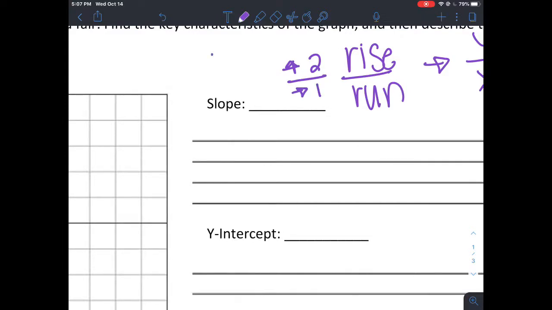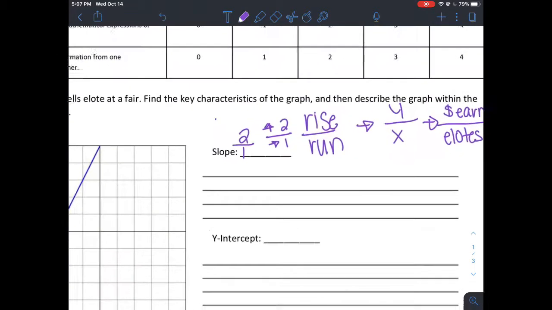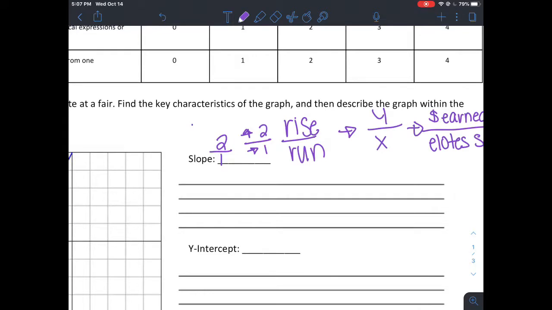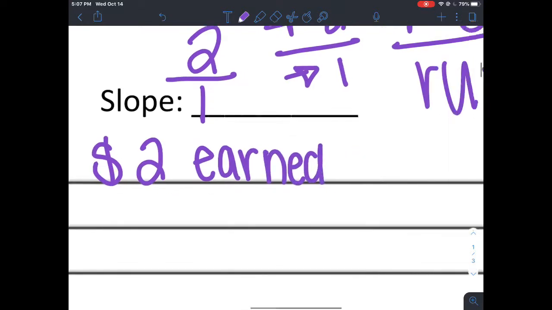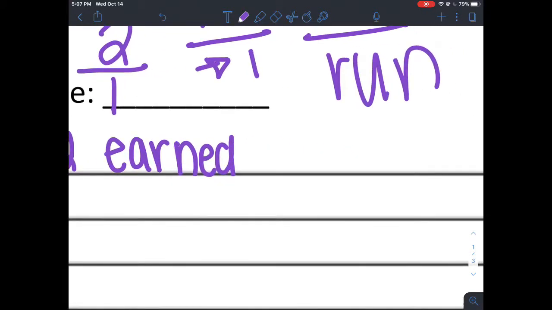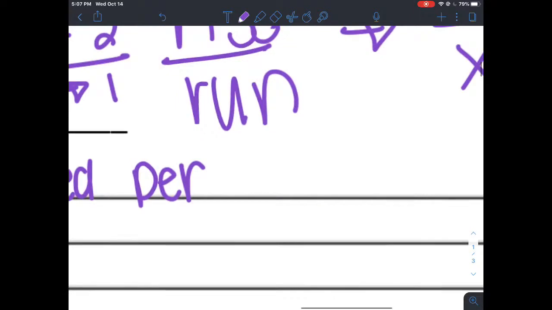So that means my slope will be, I'm running out of room, but 2 over 1, or you could write it as 2. It's totally up to you. But now we need to explain in the context of the problem. So the 2 represents the money earned. So $2 earned. And then usually the fraction bar indicates a per. So let's see if it makes sense. And then the x values represent the lots sold, and we sold 1.